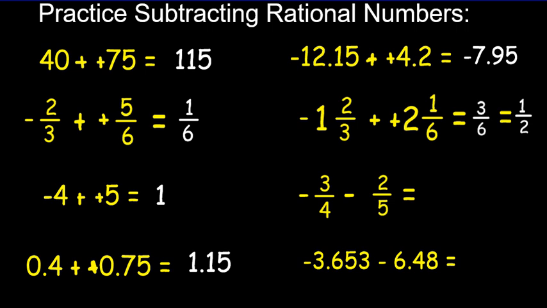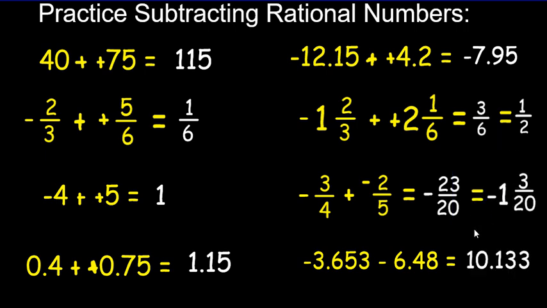On the next one, again, keep, change, opposite. Convert to a common denominator, which would be 20ths. And then combine your numerators and simplify. When we simplify or convert this back into a mixed number, we get negative 1 and 3/20ths.